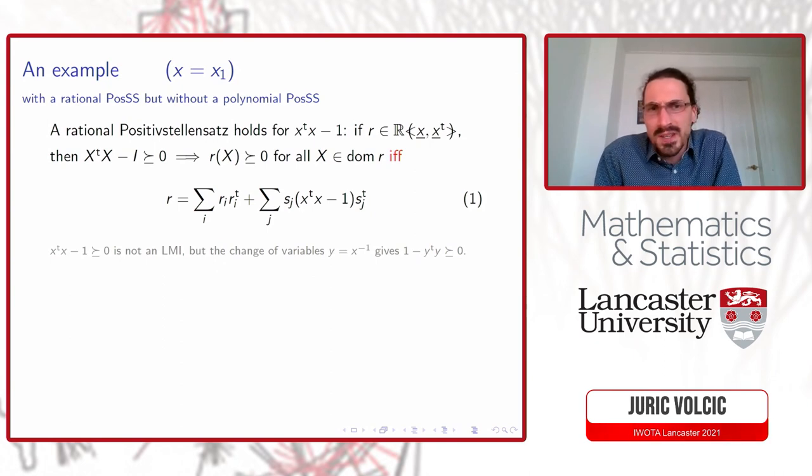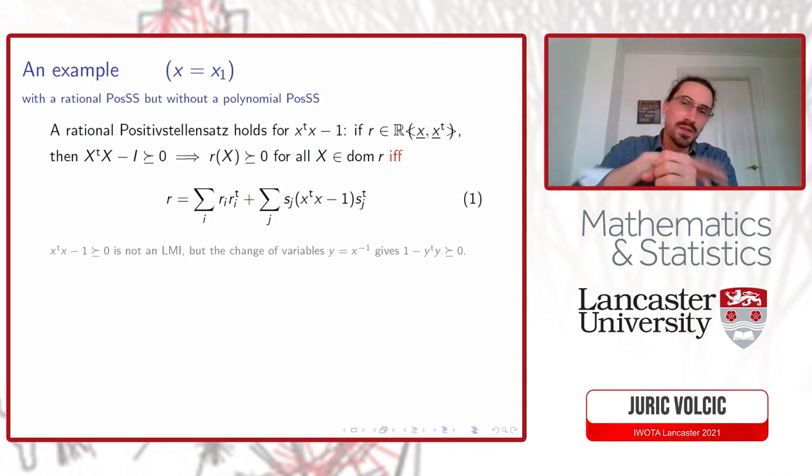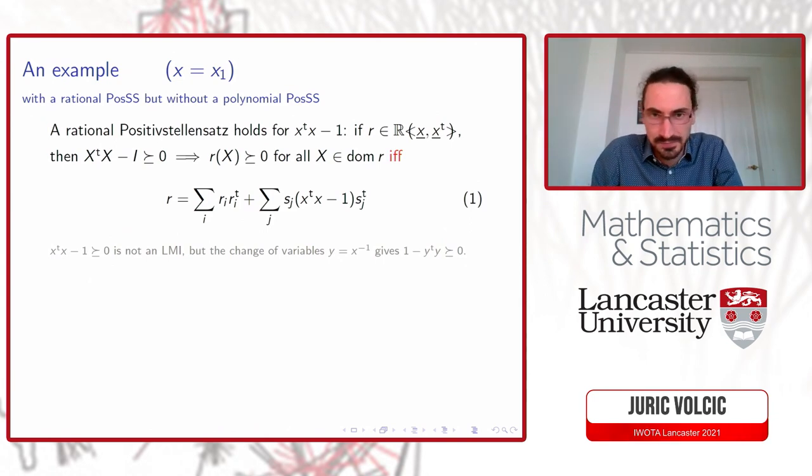Now, why is that true? Well, this inequality x transpose x minus 1 is not an LMI, right? If you think about it, what this means in scalar terms is the outside of a unit disk. However, I can do a rational change of variables, y equals x inverse, and this inequality becomes 1 minus y transpose y bigger or equal to 0, and that can be represented by a linear matrix inequality.